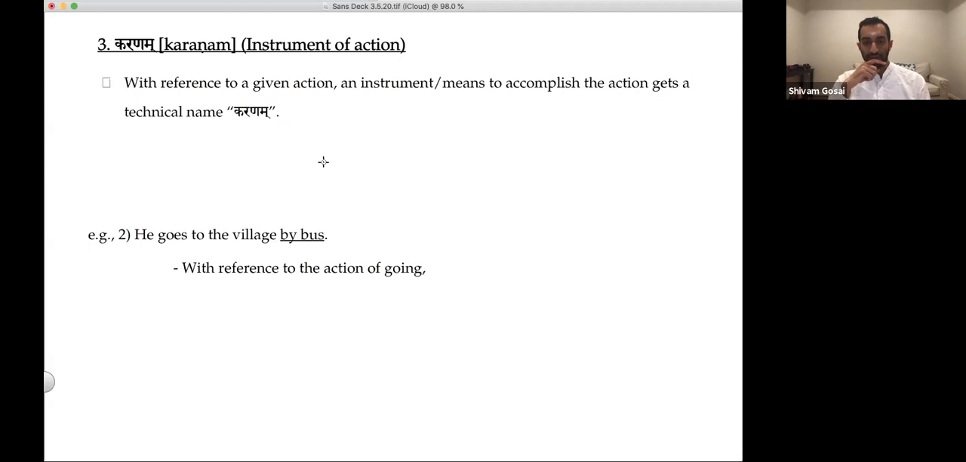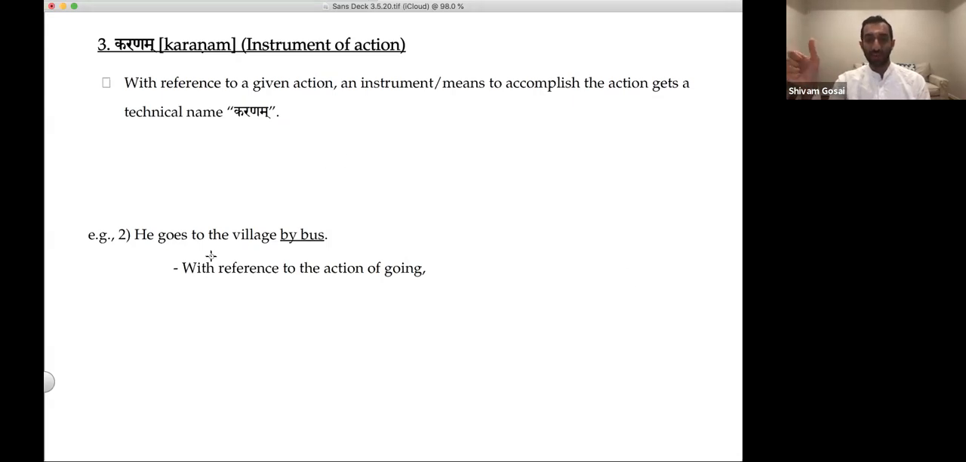Yeah, so with reference to the action of going, he goes to the village. So village is karma. Okay, now in the chat, what is the karanam? Yeah, so the bus. He goes with what? He goes with the bus. So all of these answers coming in are all correct.